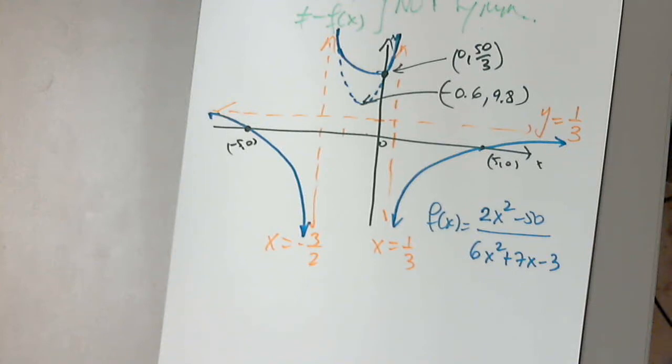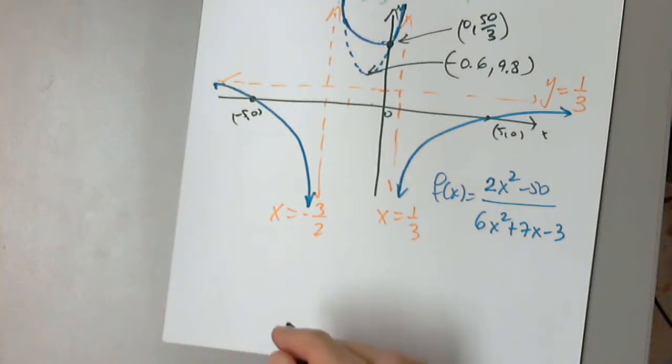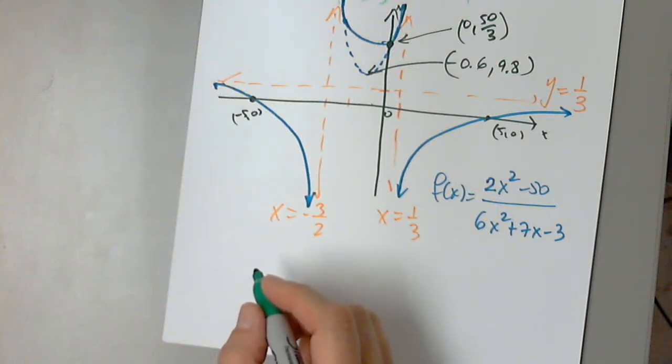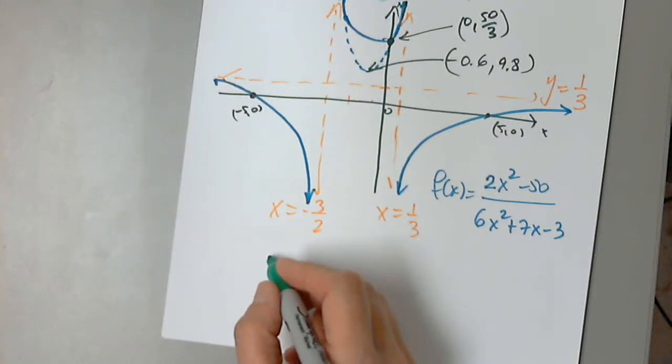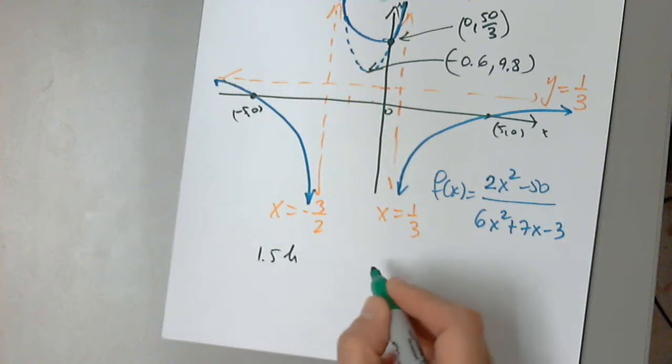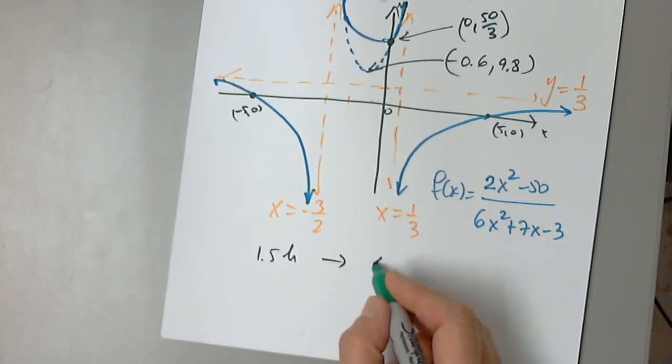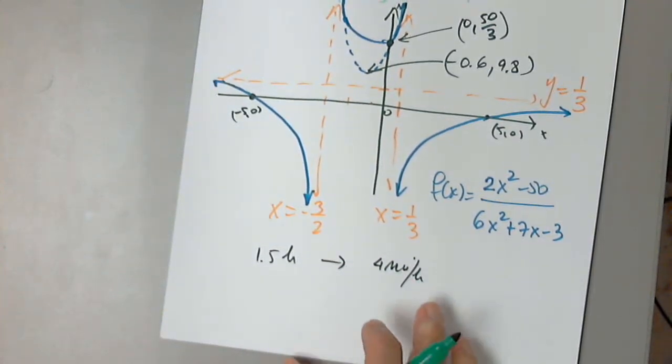Just write down the details of it. So Ben was walking at 4 miles per hour, and he's been walking for an hour and a half. So 1.5 hours at the speed of 4 miles per hour.